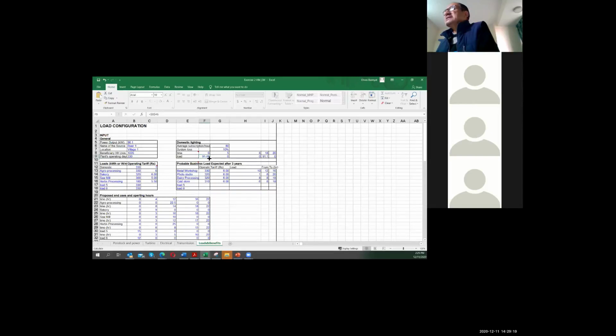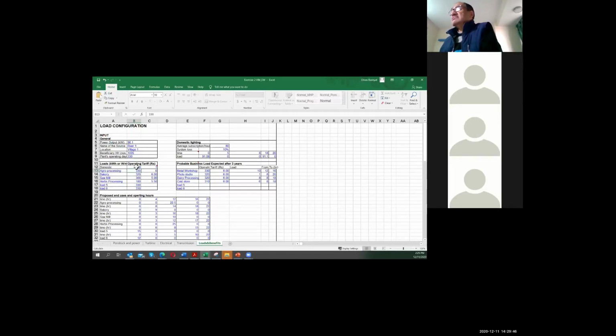Basically it gives you the time from 5 o'clock to 8 o'clock, and from 6 o'clock to 8 o'clock. These are the main lighting requirements, and the loads are calculated accordingly. Similarly, you have the domestic loads, and the agro processing.